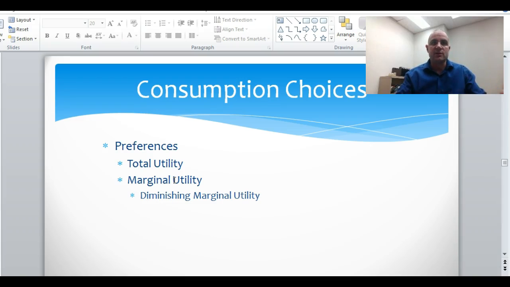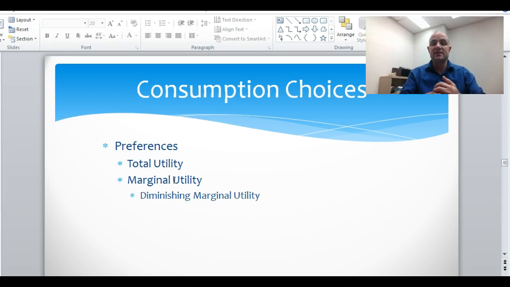eating little Dunkin' Donuts munchkins. So marginal utility is going to be the utility you get from just eating the first one, just eating the second one, just the third, the fourth, and so forth. Not 1 versus 2, 3, 4, and 5, but first, second, third, fourth.